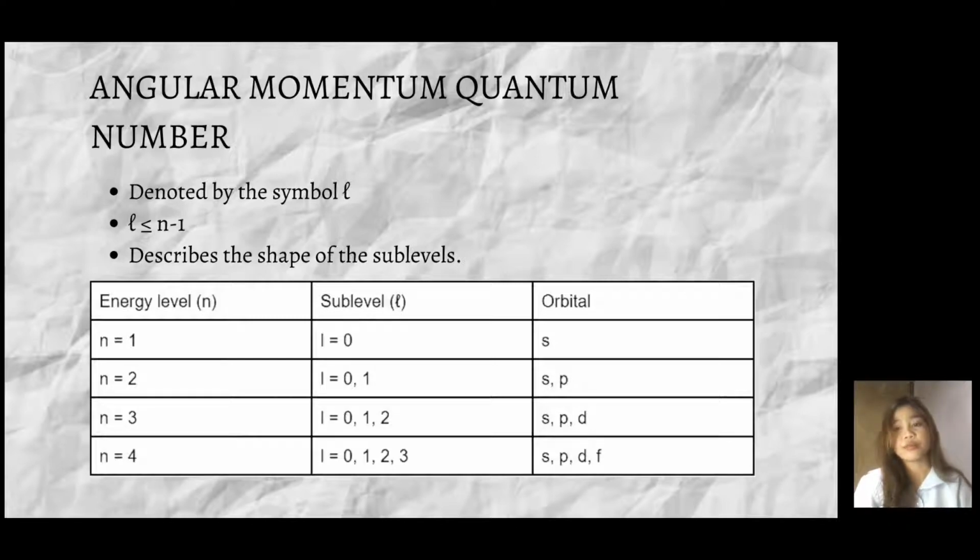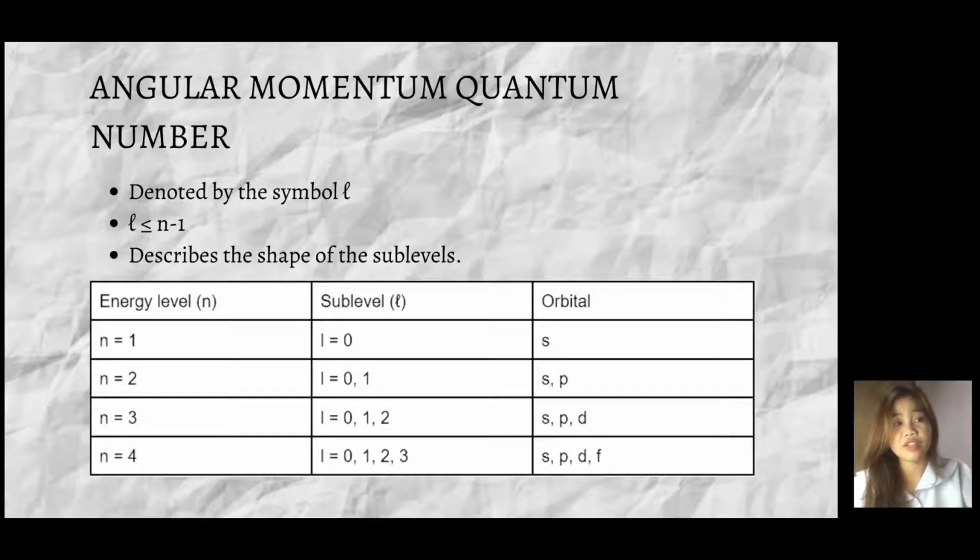Now looking at this table, there are corresponding orbitals to each value of L, and each of these orbitals varies in shape, which is why the angular momentum quantum number is important, because it describes the shape of the sublevels. Now when your n value is 1, your L value could be 0, because again, L is less than or equal to n minus 1. So when your L value is 0, the electron could be in the s orbital. When your n value is 2, your L value could be 0 or 1, and the electron could be in the s or the p orbital.